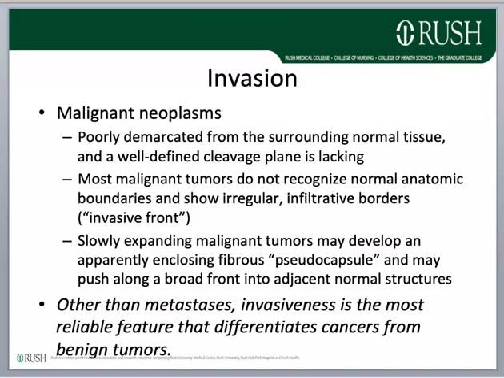Now you can have slowly expansile malignant tumors, and they may develop an apparent fibrous pseudocapsule because they push along a broad front into adjacent normal structures, but it's not a true capsule like we see with benign tumors. Other than metastases itself, invasiveness is the most reliable feature that differentiates cancers from benign tumors.